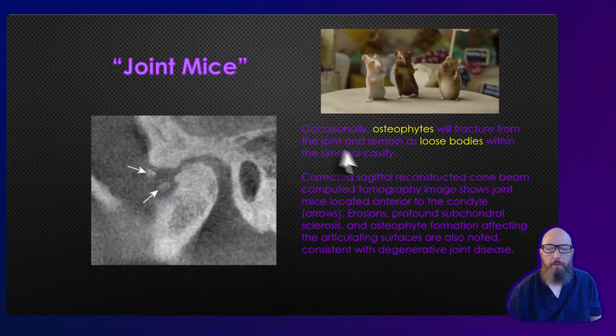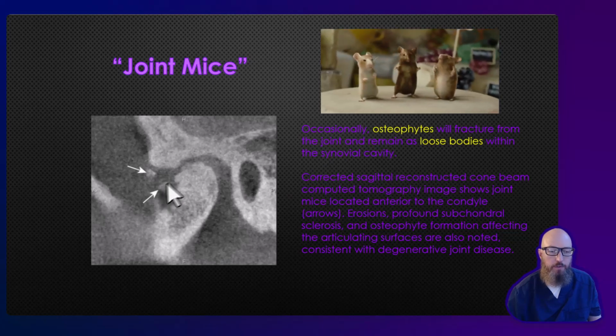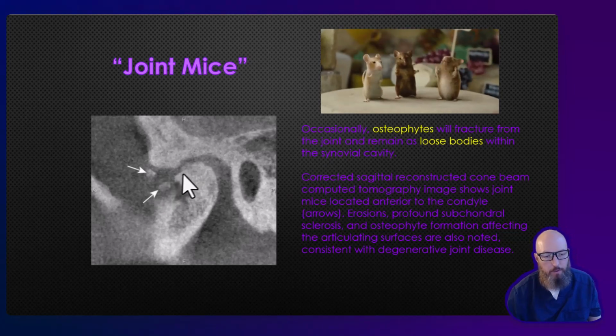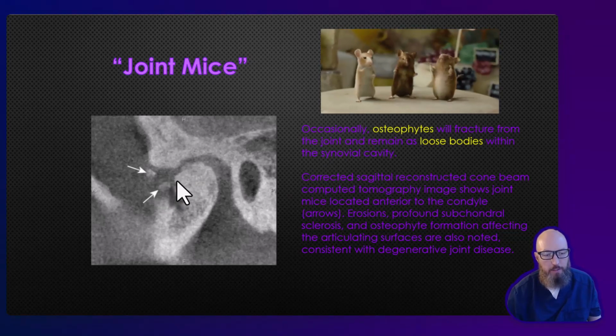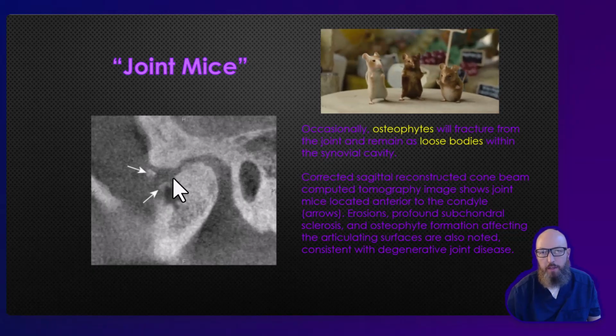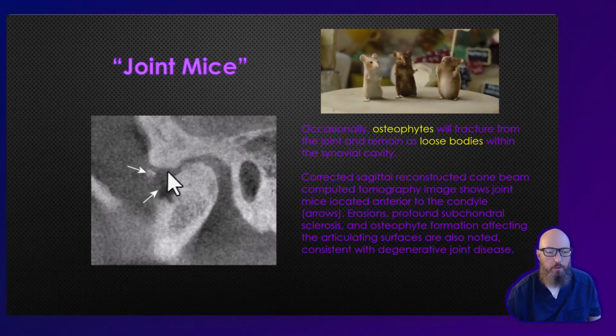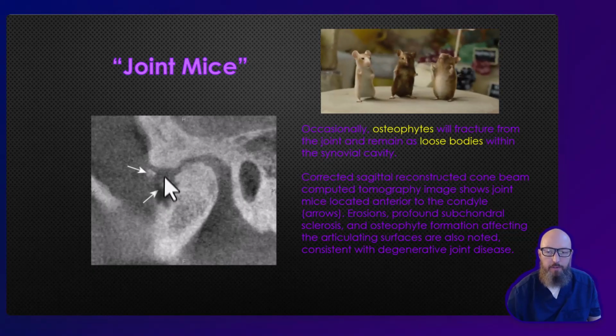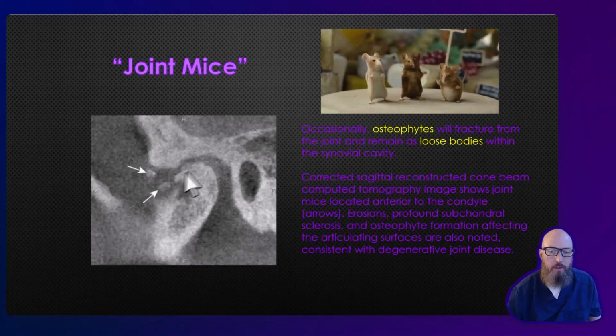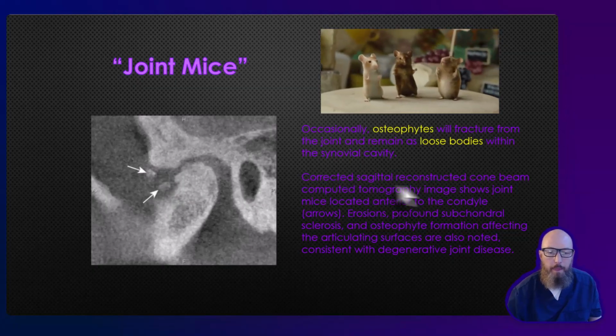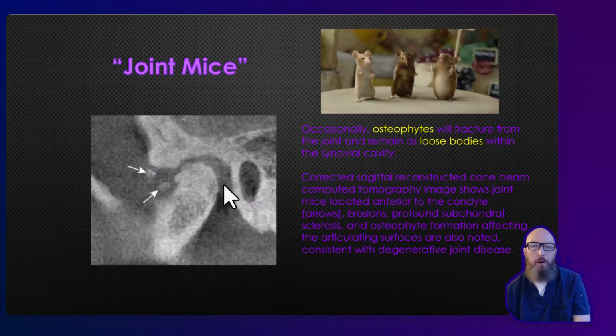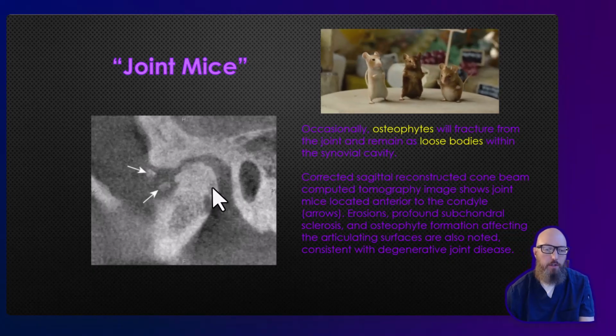And so these are joint mice. Occasionally osteophytes, if you can imagine these long expanding osteophyte projections off the surface of a joint, they could fracture off. And then those just get stuck in the joint cavity, the synovial cavity, and that's what leads to joint mice. And so how do you determine these from other causes of calcification?